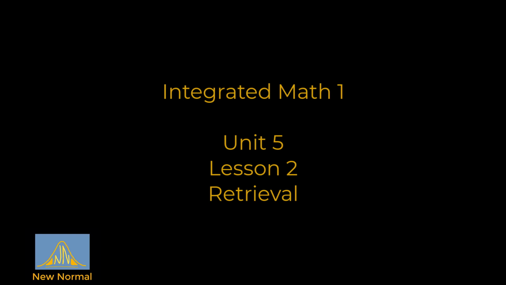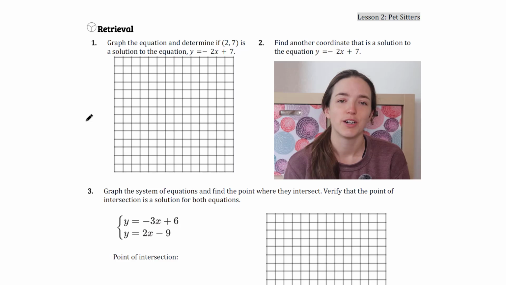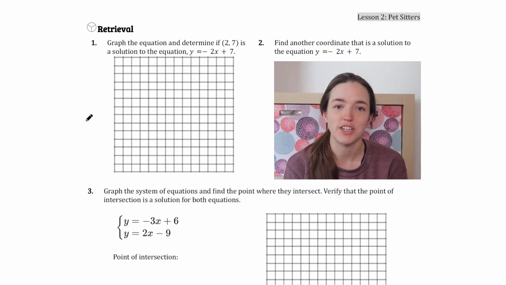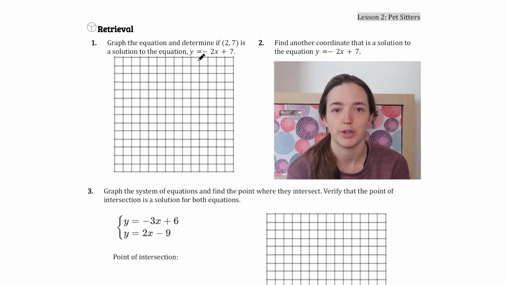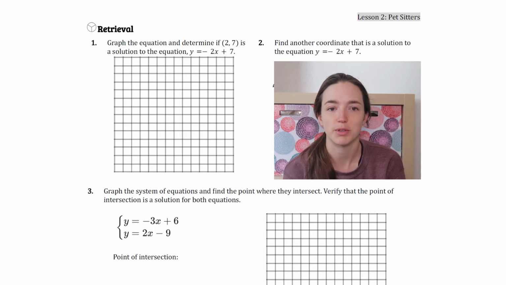This is the Unit 5 Lesson 2 retrieval in our packet. It is on page 15. Okay, number 1, we're supposed to graph the equation and then determine if (2, 7) is a solution to the equation. The equation is y equals negative 2x plus 7.